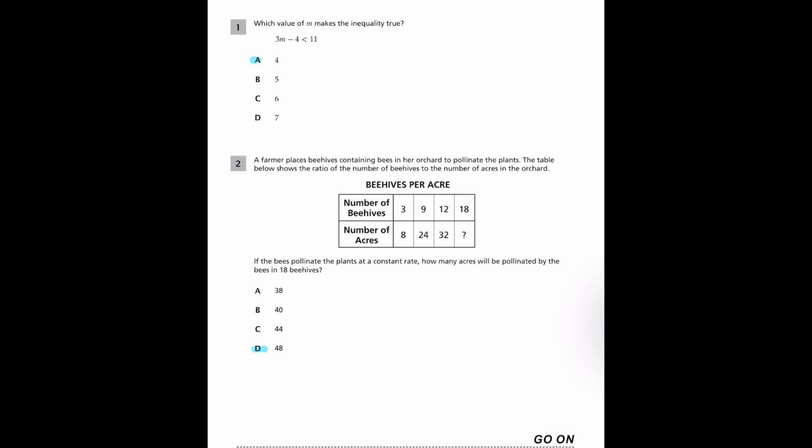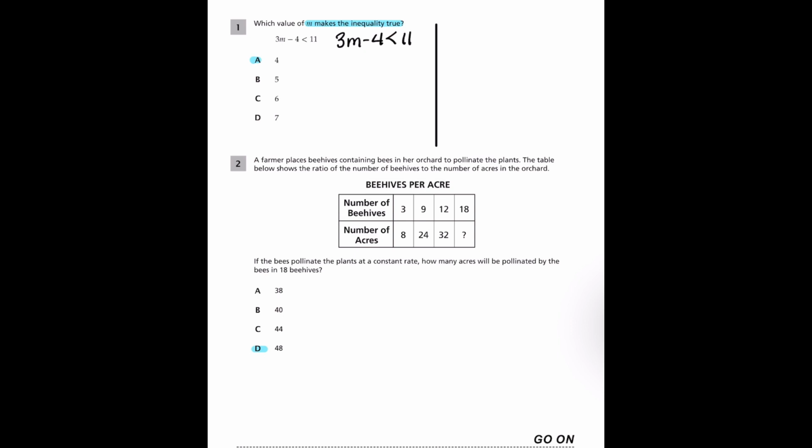Here are the first 2 answers. If you got any of them wrong and you're not sure how to solve them, I'll go through them with their various strategies. Starting with the first one, which value of m makes the inequality true? So here are 2 strategies that you can use. In the first one, I'm going to solve for m. 3m minus 4 is less than 11.